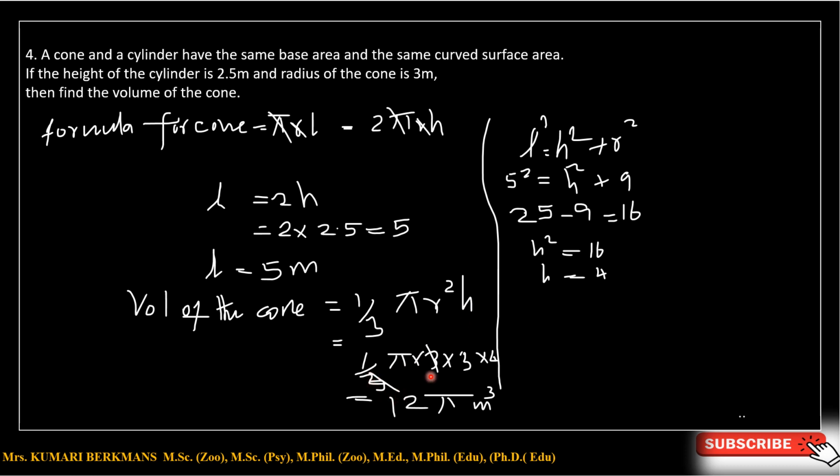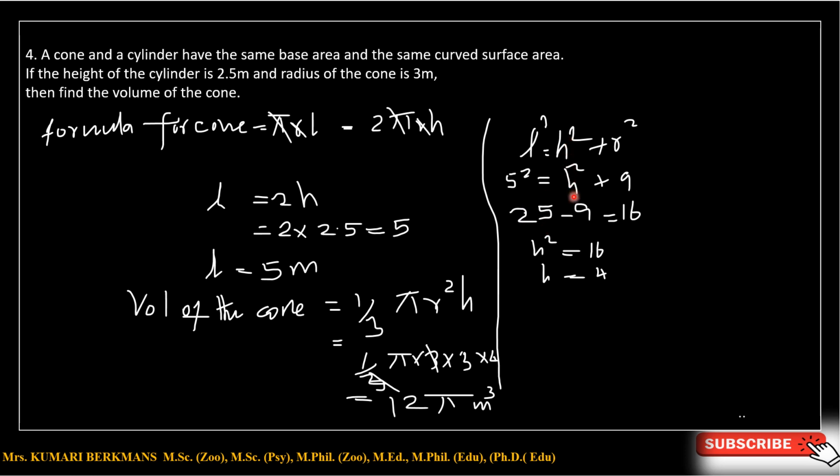Let us keep the pi like that. The radius is given, it is 3 meter. So r square is 3 into 3, and h we have to find out. So how to find the h? There is a formula: L square is equal to h square plus r square. L we already found, it is 5. So 5 into 5 it is 25.